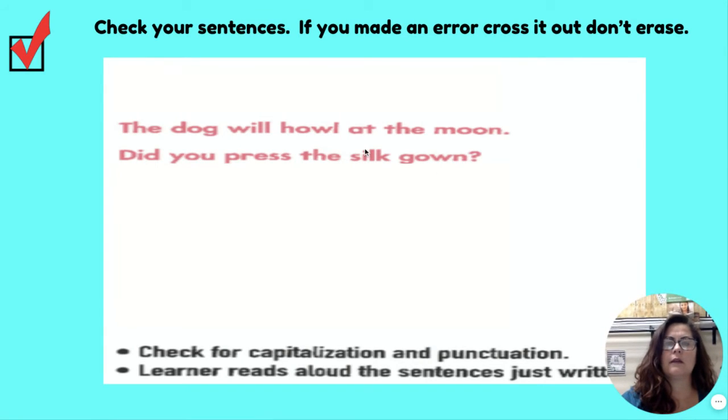Okay, let's check. Do your sentences look like this? Do you have the right capitals at the beginning? Right ending marks? Are your words spelled correctly? If not, correct them now. Pause the video and make your corrections. Okay. Then I want you to pause the video and read both sentences out loud.